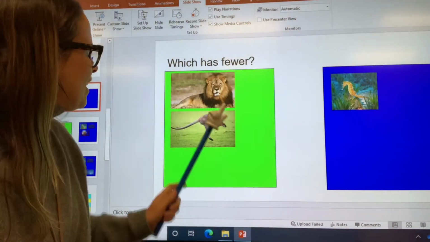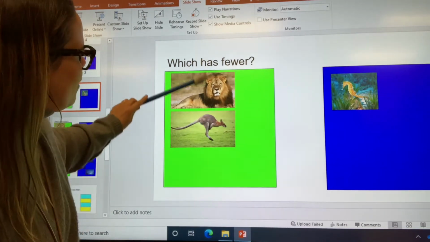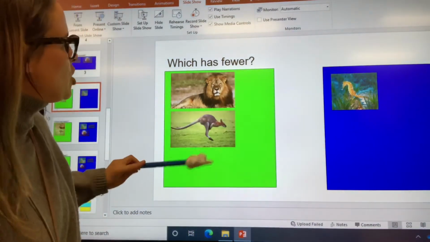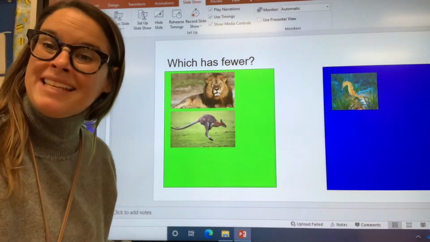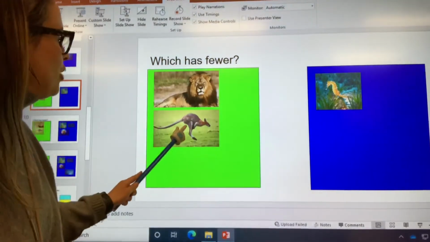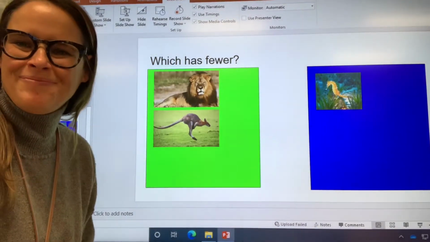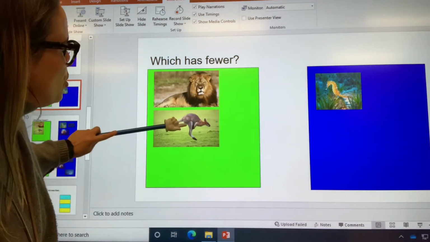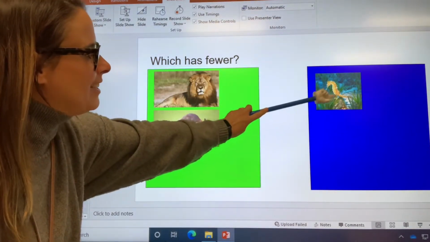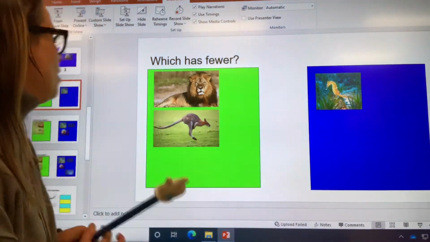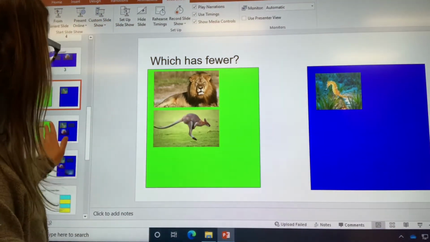All right, now let's look. We got 2 groups. We have some animals on land and animals in the water. Which one has fewer? Remember that fewer means less, right? Can you see? Which one has fewer? The green group or the blue group? Right. The blue group, right? This group has 2. This group has 1. 1 is fewer than 2. We have less sea creatures than land creatures.